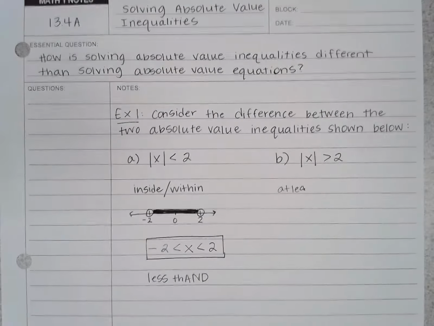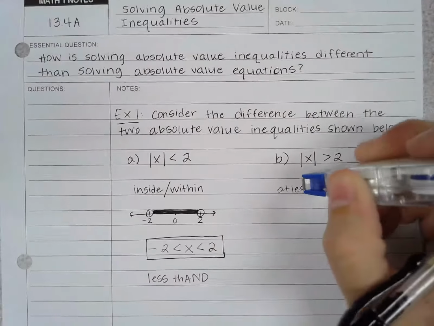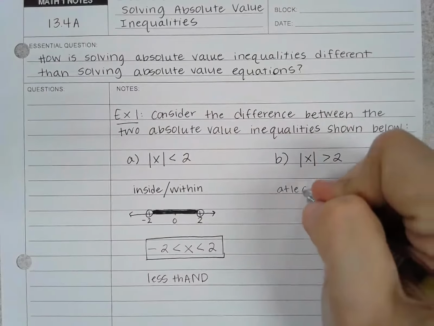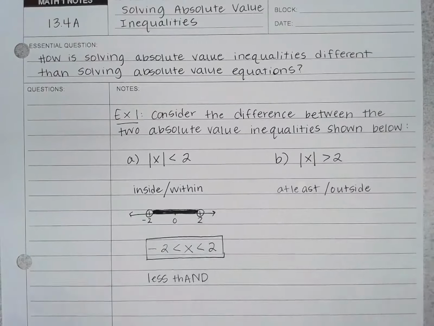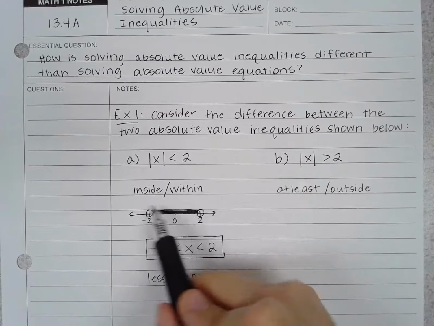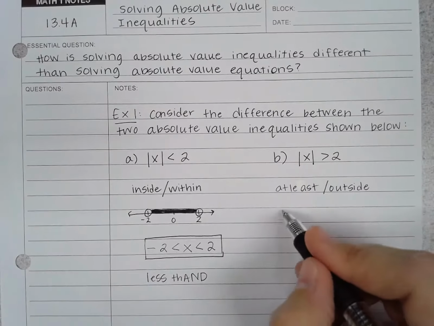That doesn't look like the letter A. Let me fix that for you. It's an at least question, or you can think about it as it being an outside question. So the distance the number is away from 0 doesn't have to be within something. It has to be bigger than or outside of something.